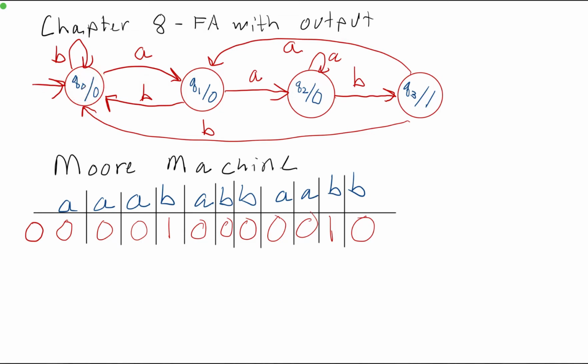Now, this Moore machine was actually designed to count the number of substrings of AB. Every time we get an AB, we land in this state and produce a 1, so we can count the number of 1s that we have. We see that there's 2 of them. That means inside of this string right here, AB appears twice, once right here, and once again right here.